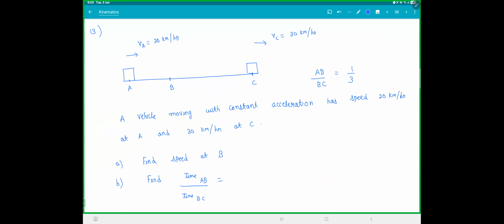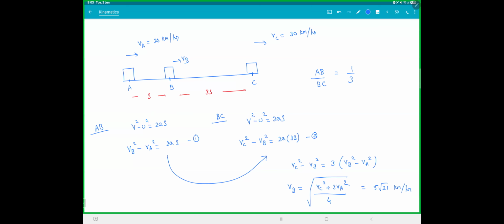Next is time: the time from A to B and B to C. Any doubts on this page? Please ask me. Now, once you get this, you'll get the time. Let me just show it on the next page. But any doubts on this part?